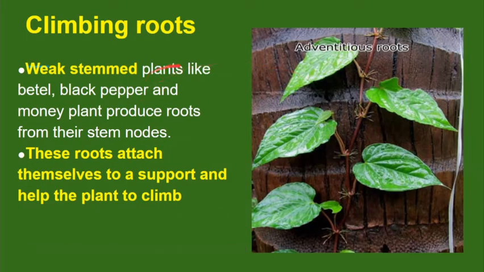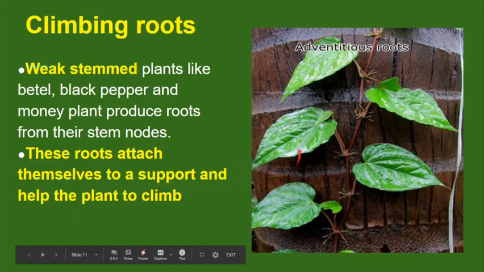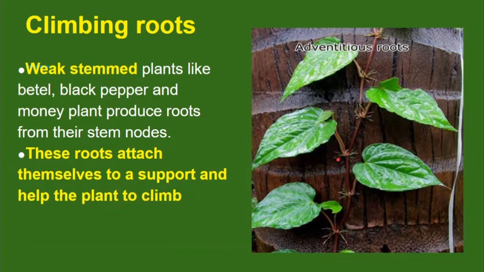Now, what are climbing roots? In weak stemmed plants like betel, black pepper and money plant, they produce roots from their stem node. So this is the node, and from this portion a lot of small roots are produced, and these roots are called climbing roots. These roots attach the plant to a support and help the plant to climb on that particular support. So these are the climbing roots.